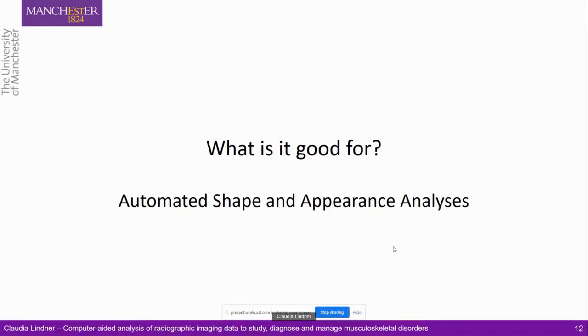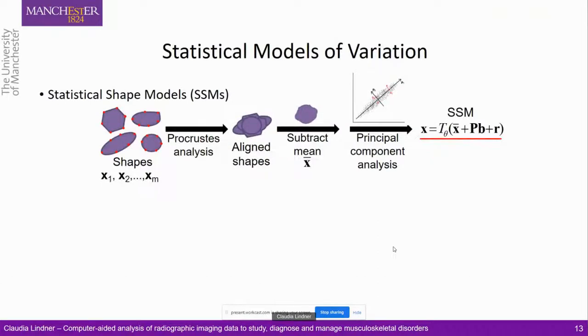Another way you can use the point positions is to use them for what we call automatic shape and appearance analysis. And we've also already heard in the previous presentation about statistical shape models, but for those of you that aren't familiar with this, I just want to add a couple of sentences on this. So what we're doing for statistical shape models is we're basically taking the point positions that we have identified with bone finder and applying principal component analysis to identify the main modes of variation. And to visualize that, that gives you something like this.